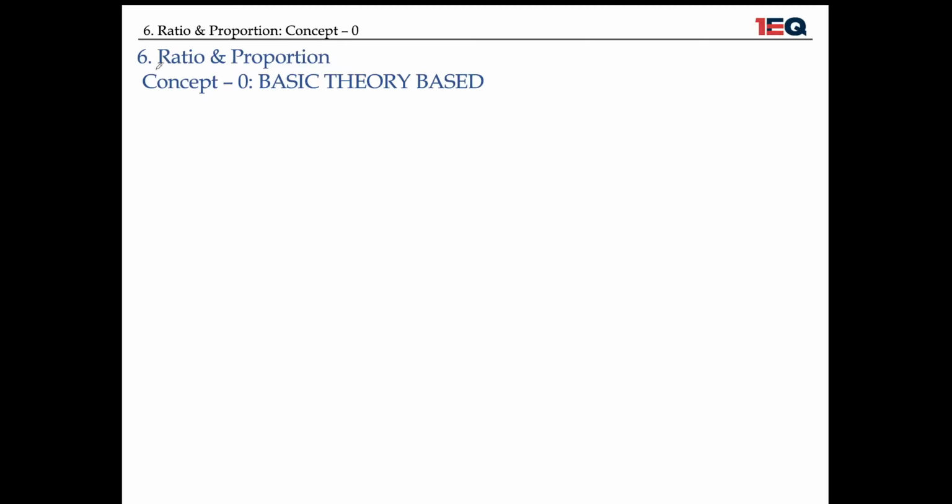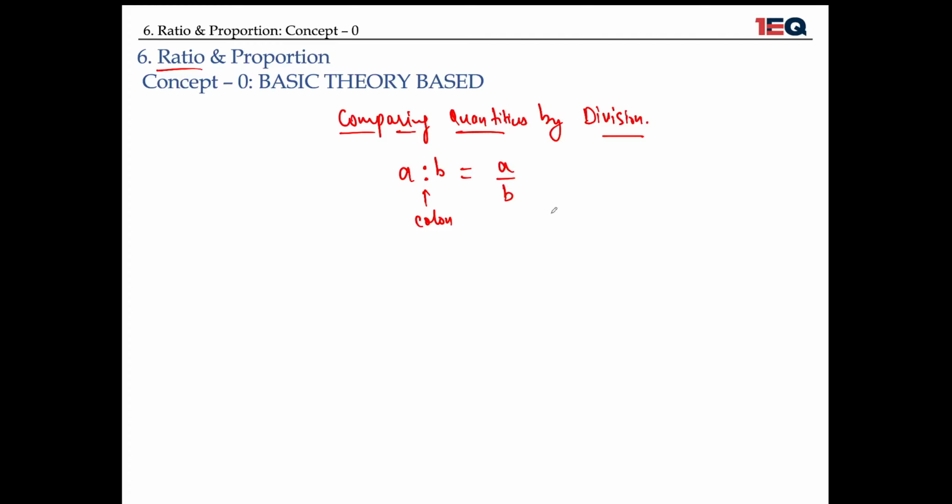So what basically ratio means is that we are comparing quantities by division. When I say that I need to compare two quantities and I'll be using a ratio for them, for comparing two quantities we will use this sign. This sign is called a colon sign, and it would be represented in the form of a by b.